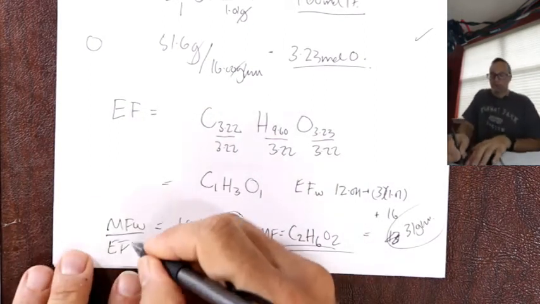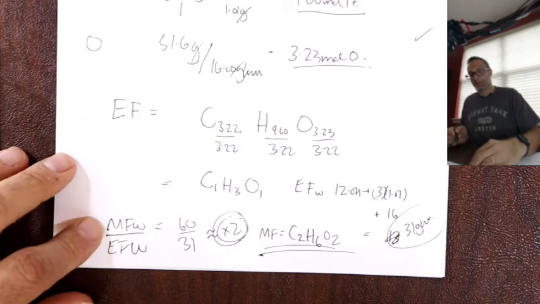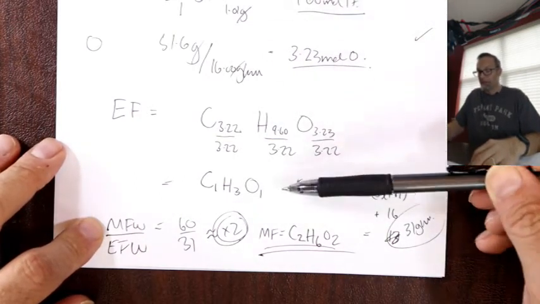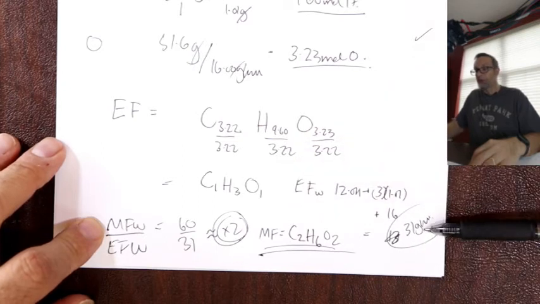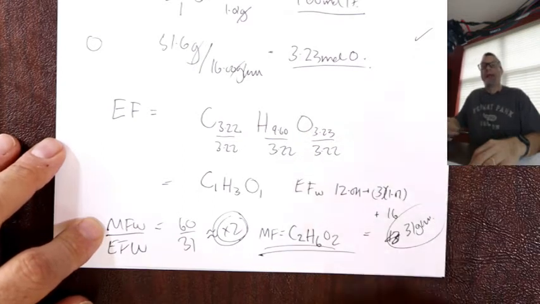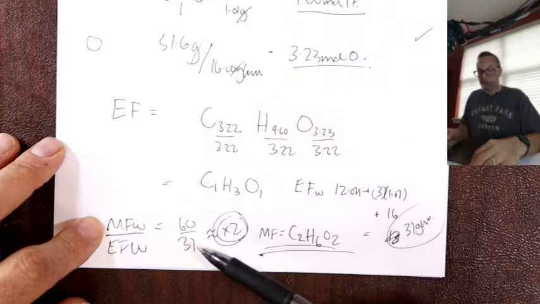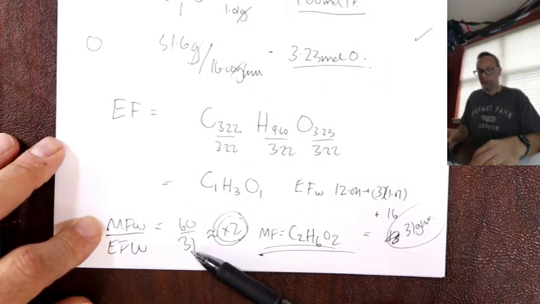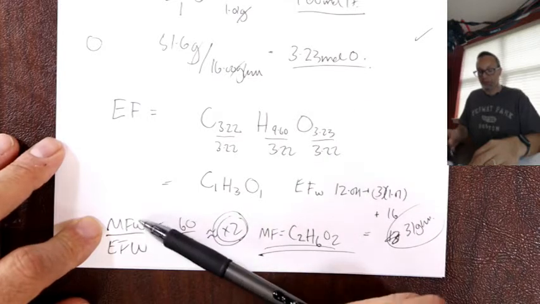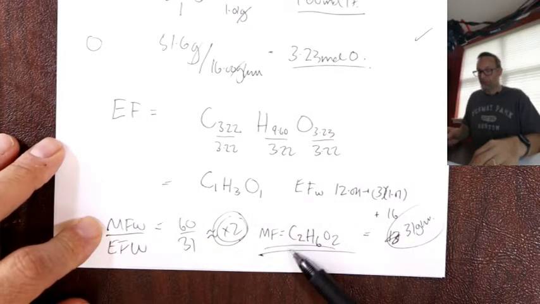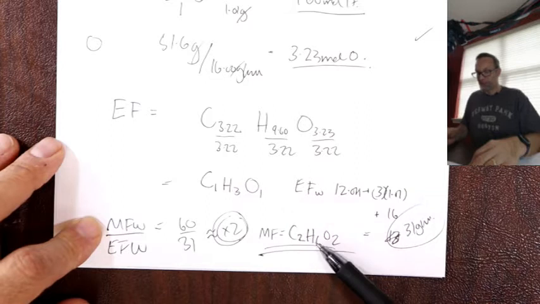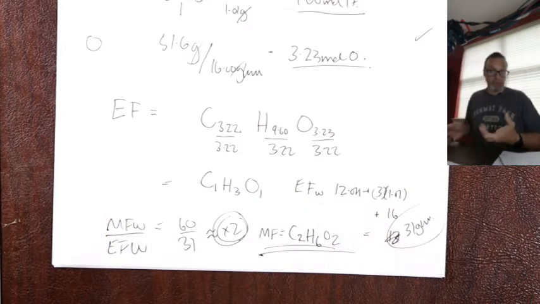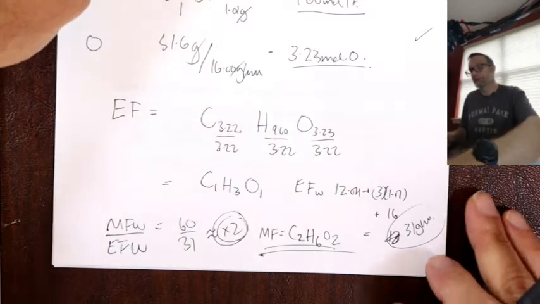So just to recap, we work out the empirical formula in our method, we get this one, and it weighs 31 grams per mole. How many times bigger is the real molecule? Well, the real molecule is 60 AMUs per molecule, or grams per mole. The empirical is 31. What's their ratio? How many times bigger is this one? 2 times bigger. So it's not C1, it's C2, H6, O2. That is the official formula of ethylene glycol. Okay, ethylene glycol. All right.